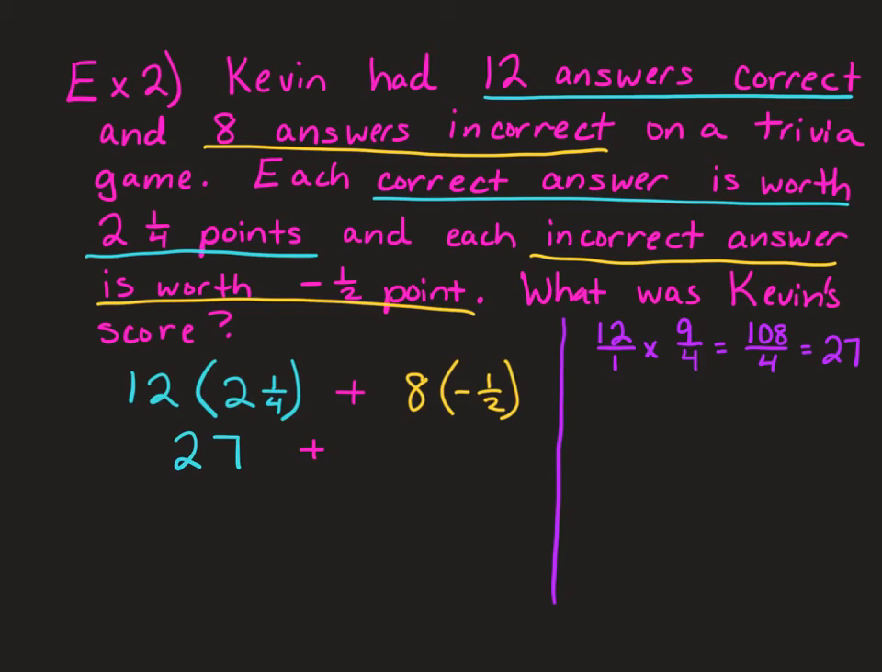And then I could figure out what 8 times -1/2 is. Well, that would be 8/1 times -1/2. So 8 times -1 is -8. 1 times 2 is 2. And -8 divided by 2 simplifies to -4. So 8 times -1/2 is -4.